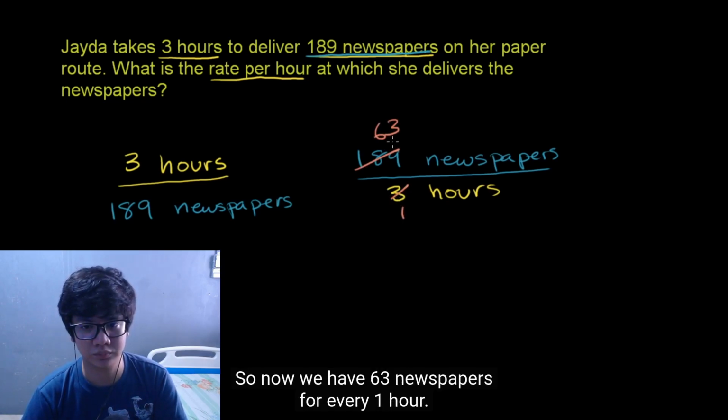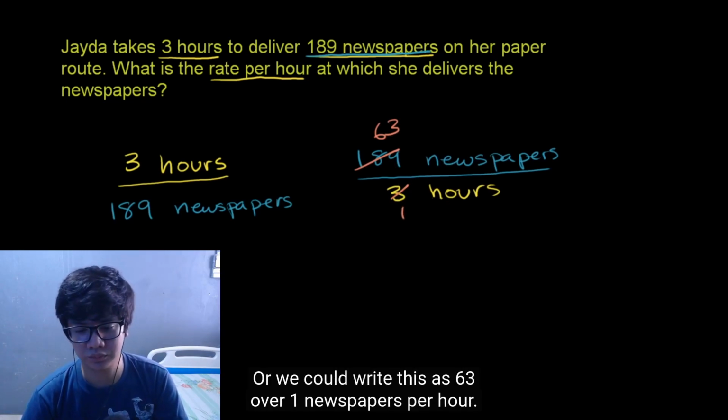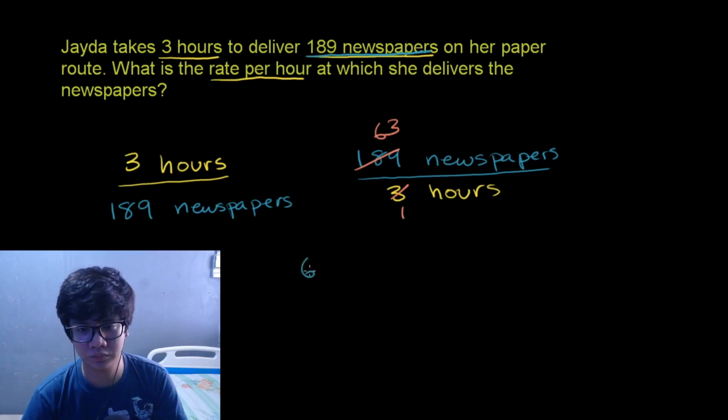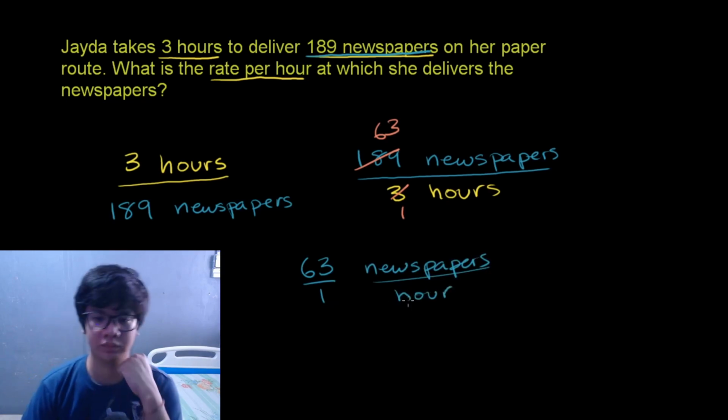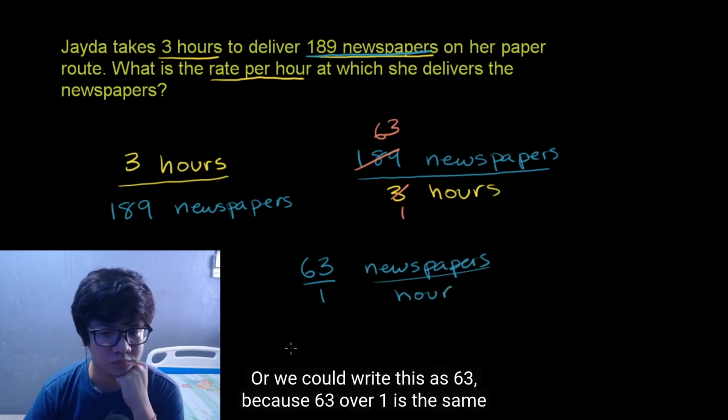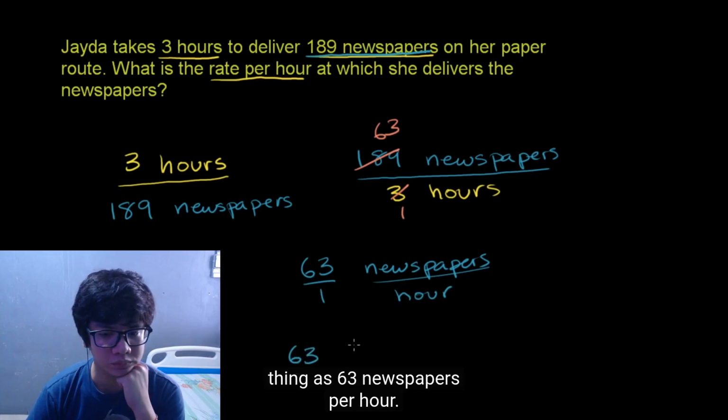So now we have 63 newspapers for every 1 hour. Or we could write this as 63 over 1 newspapers per hour. Or we could write this as 63 newspapers per hour, because 63 over 1 is the same thing as 63.